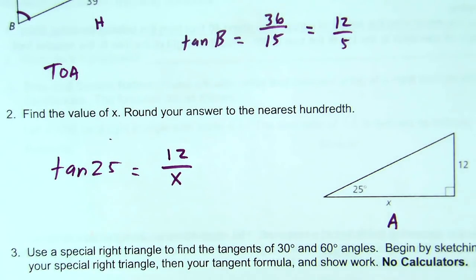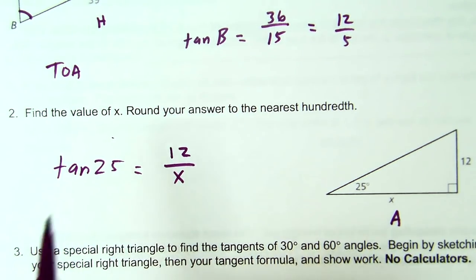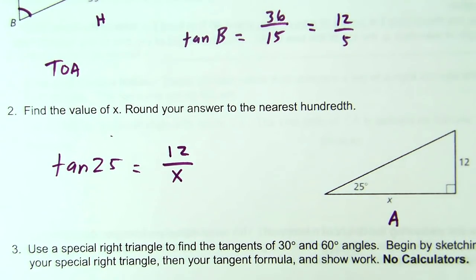Now, there are a couple important things that you need to realize. This is just a calculator question. If you put tangent of 25 into your calculator, you're going to get a decimal. And that is good. You want to get a decimal. And I need to go grab my calculator. So while I'm grabbing my calculator, you can sing a song about rabbits.